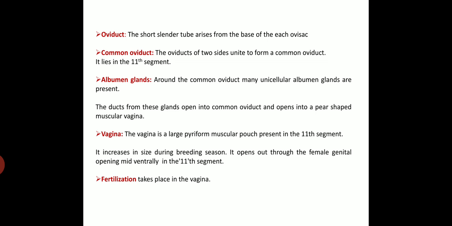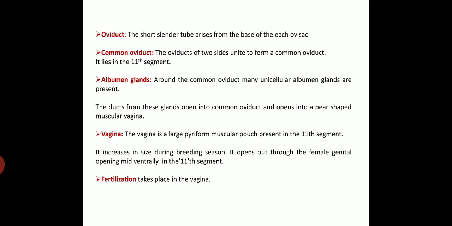Next, the albumin glands. Around the common oviduct, many unicellular albumin glands are present. The ducts from these glands open into the common oviduct, which opens into a pear-shaped muscular vagina.